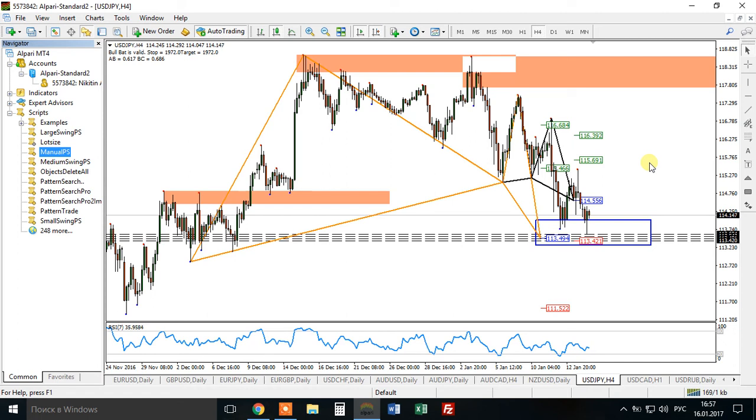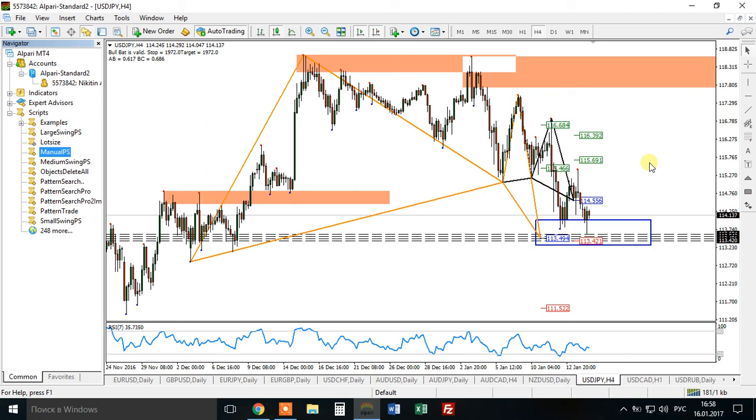You will find plenty of information about the software I use first: manual pattern search, large swing pattern search, medium swing pattern search, small swing pattern search, pattern search pro, pattern trade, lot size calculate, objects delete all. These are my software programs that I created myself. They will draw patterns either manually or automatically, either only recent ones, or some of them are able to draw the patterns on history. In a second it will draw 1000 patterns on your history. So to do backtesting, you will just need to calculate which patterns work and which don't work. So just visit this website and find out more about those advanced pattern formations.